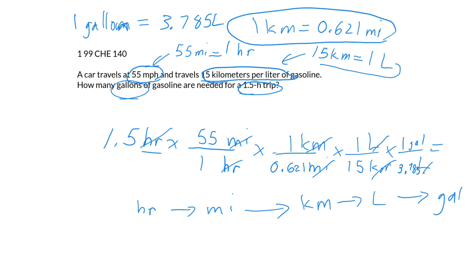So I multiply everything on top, divide through by everything on the bottom. And that gives me 1.5 times 55 divided by 0.621 divided by 15 divided by 3.785. And that gives me a calculator line, 2.339426 gallons.